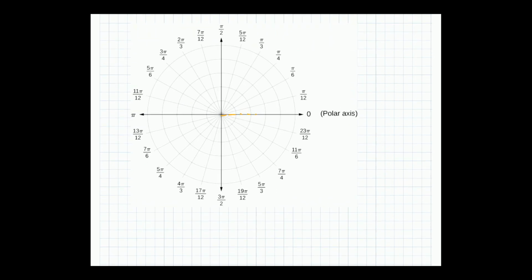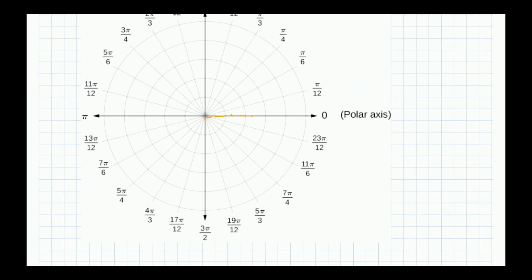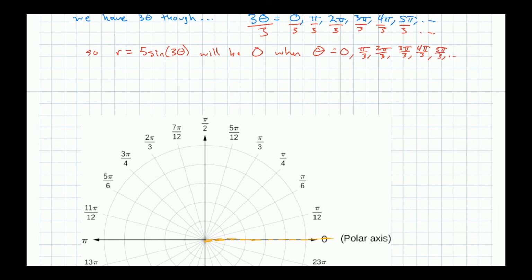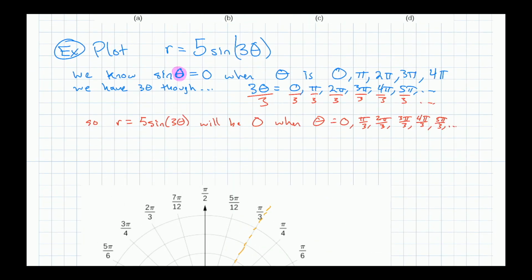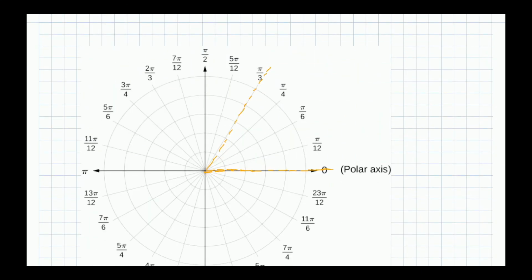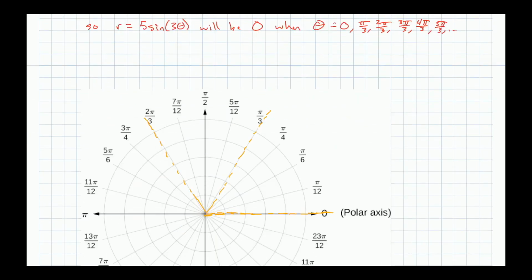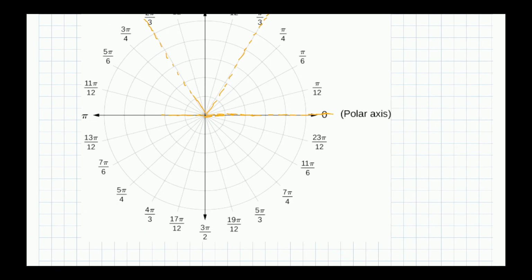Big. Okay. So from here, there's 0, and then the next one is pi over 3. So that's here. And then the next one is 2 pi over 3. So that's here. And then the next one is 3 pi over 3, which is over here.